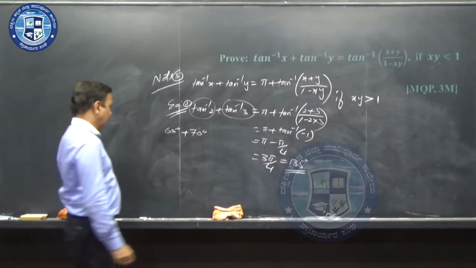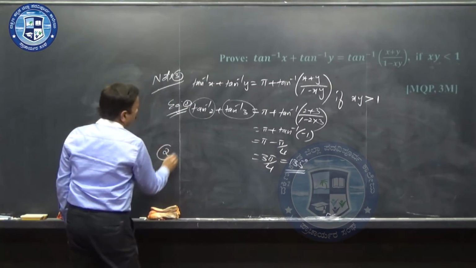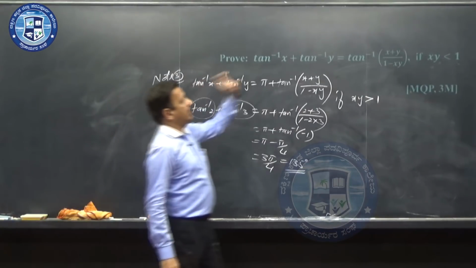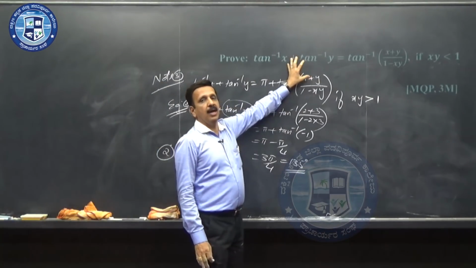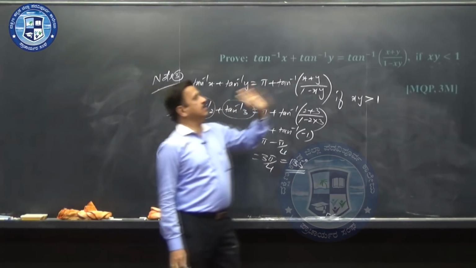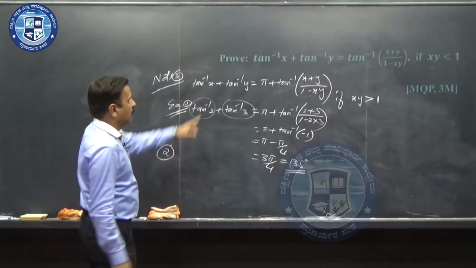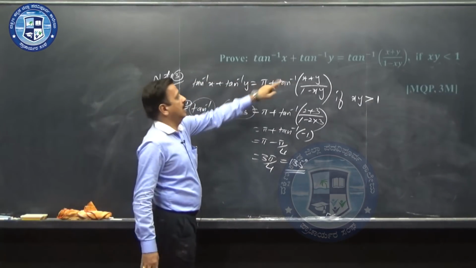So, you need to be very careful. Then example 2, once again I repeat, whenever you are using this particular formula, go according to the condition. If xy is less than 1, that formula you can use, and if xy is greater than 1, you have got to go for this formula, pi plus tan inverse.